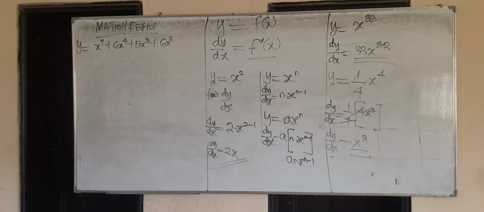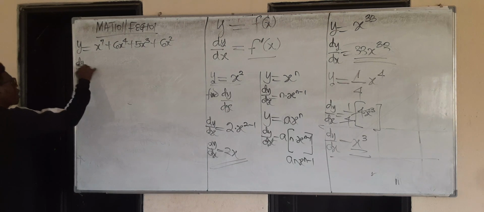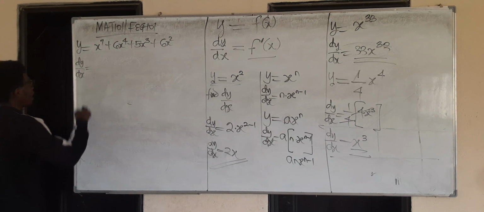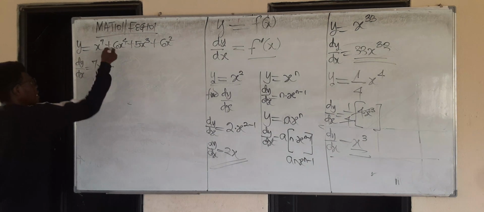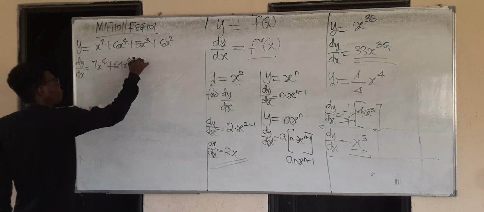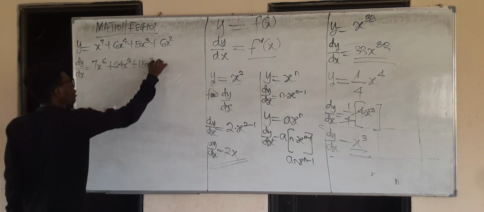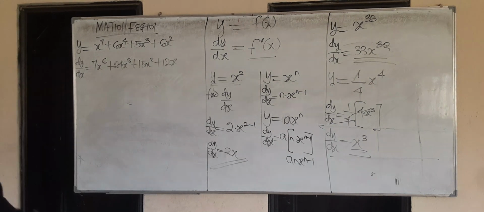You understand? There is nothing special about it. So for us to find out dy/dx, we are going to have 7 comes down, I have 7x raised to the power 6 plus, this time, 24x raised to the power 3 plus 15x raised to the power 2 plus 12x. Is it hard? No. Okay.